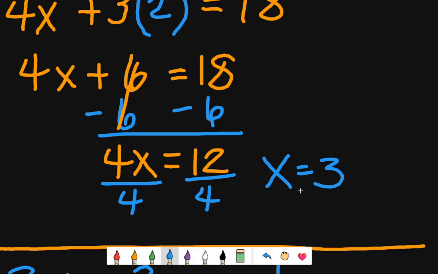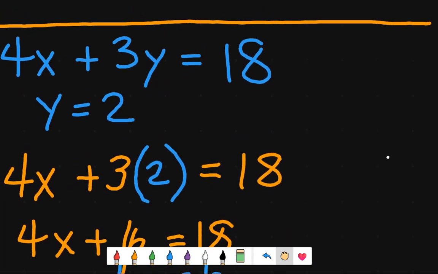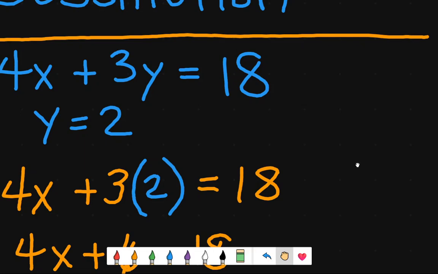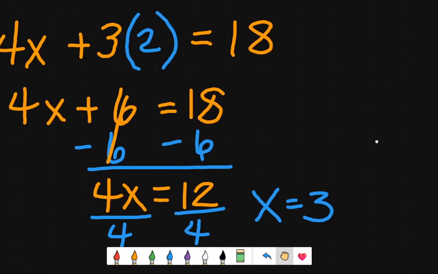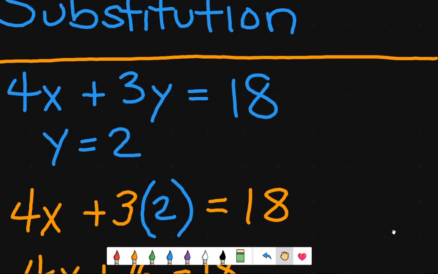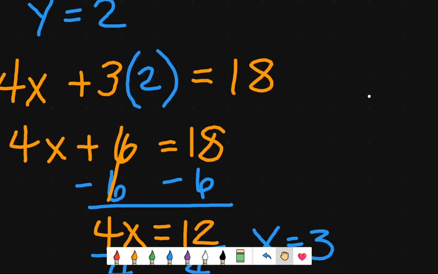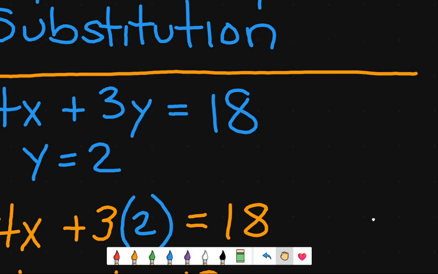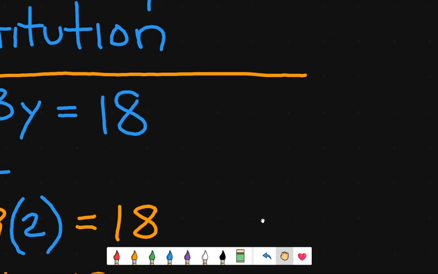So since we have x is equal to 3, now we can go back and use substitution once again to find out what y is equal to. So we'll go back to the two original equations. We have x is equal to 3. We'll go back into the original equation where 4x plus 3y equals 18, and then we'll substitute the 3 in for x to find out what y is equal to. So let's move over and let's do it.